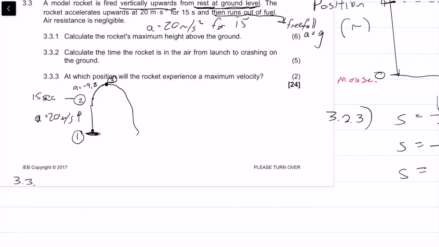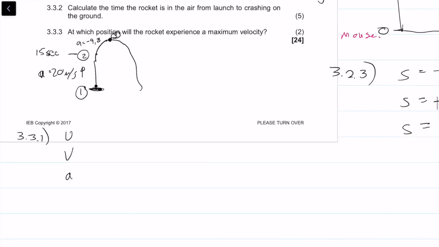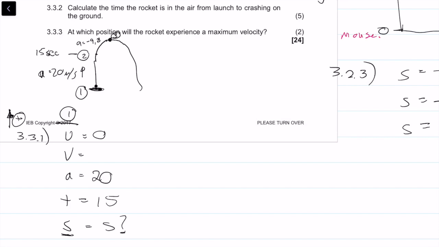So question 3.3.1, and it's worth 6 marks, so it's understandable. We're going to do UVATS for stage 1. The initial velocity: it is fired from rest, so it has an initial velocity of 0. The final velocity is unknown. The acceleration for stage 1 is equal to 20 meters per second squared, and I'm going to take upwards as being the positive direction. The time we know is 15 seconds, and S is what we're looking for, the unknown.